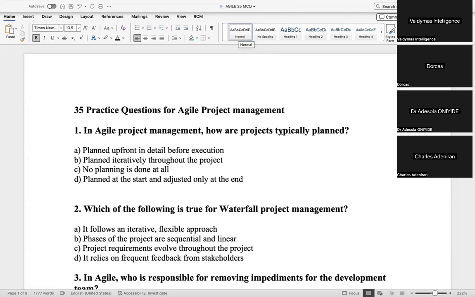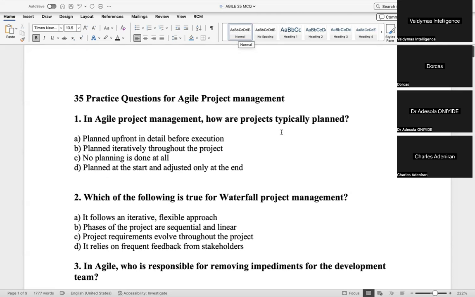So the first question: in Agile project management, how are projects typically planned? A says planned upfront in detail before execution. B says planned iteratively throughout the project. C says no planning is done at all. And D says planned at the start and adjusted only at the end. Now, because this is Agile, we know we do things iteratively and incrementally. So B will be the answer.